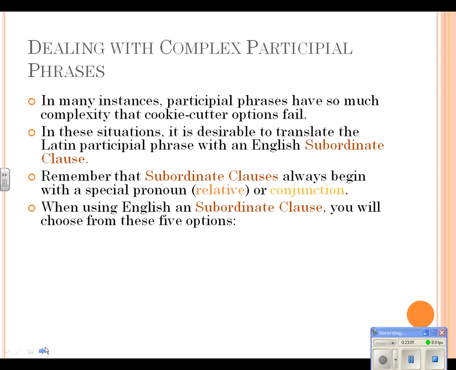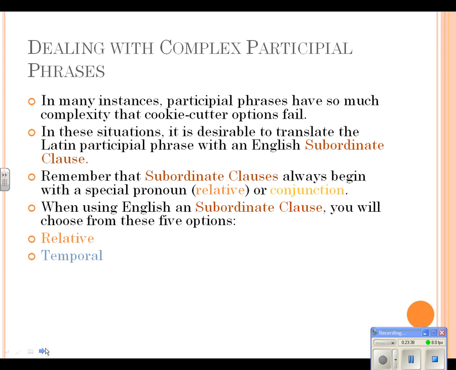In English, when you use a subordinate clause to translate a participle, you will choose from 5 options. And I know, for some of you, 5 is too many. So come back tomorrow with fewer fingers on each hand. Okay. Sorry. There's the good old relative clause. Not to say that all of my relatives are old or good, but a good old relative clause.